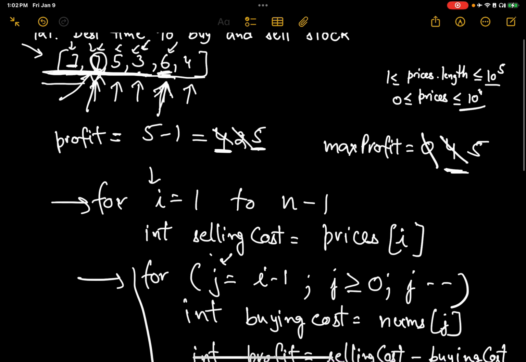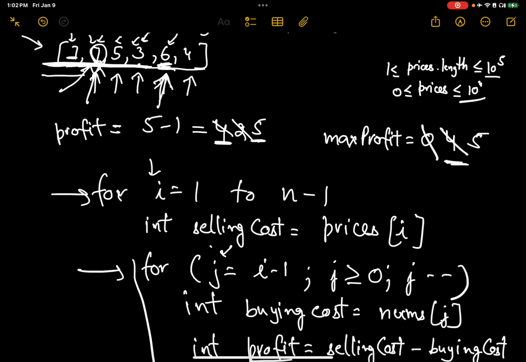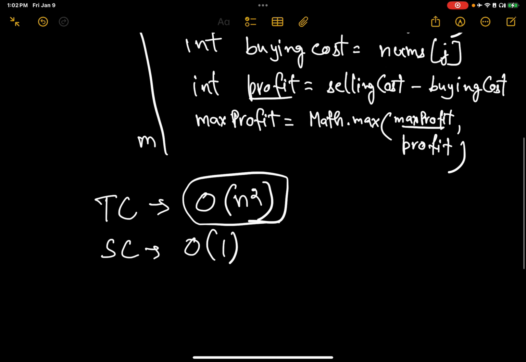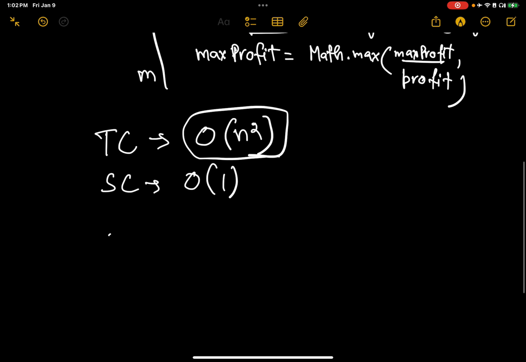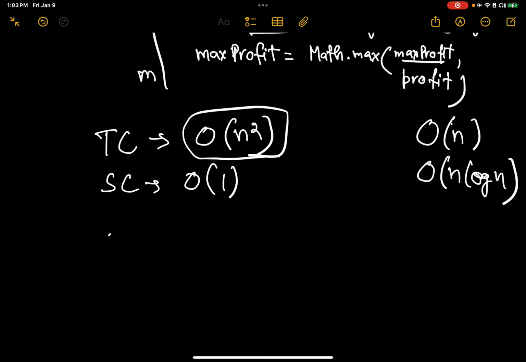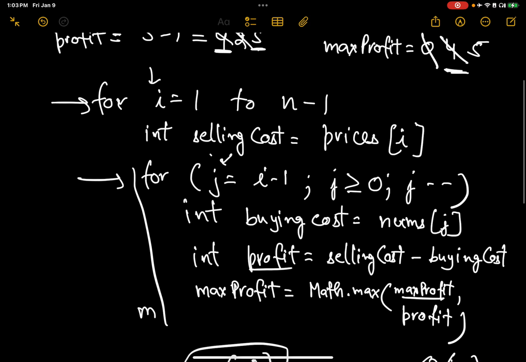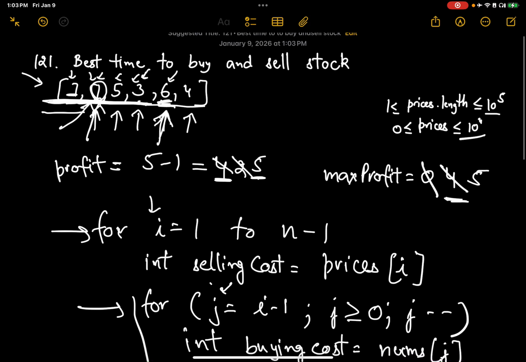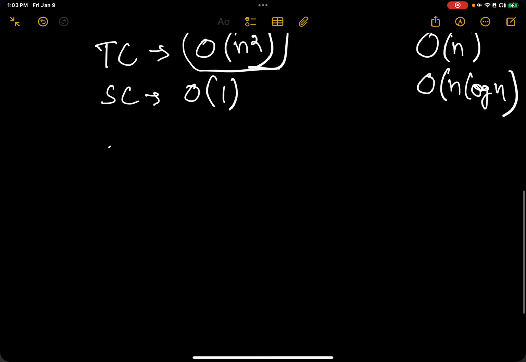As a rule of thumb, if the prices' length is 10 to the power 5, it means I have to get to an algorithm which is either O of n or O of n log n, right? Only then the solution will pass. So what can I do better here? What I'll try to do is write the same test case here and give you the intuition for a better solution, right?